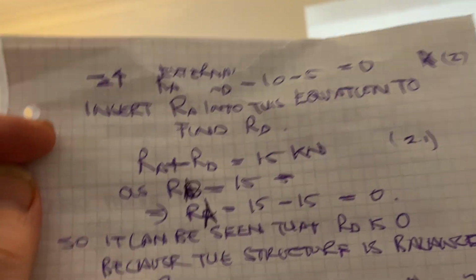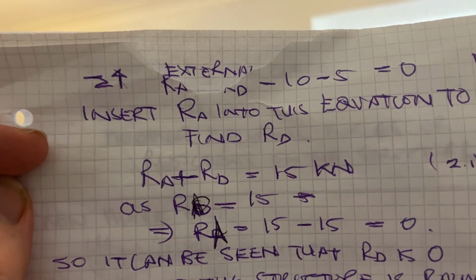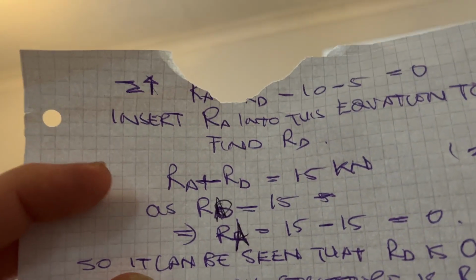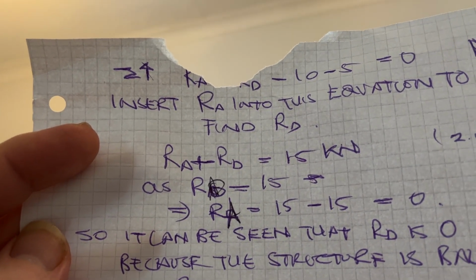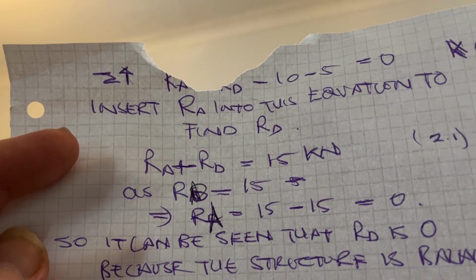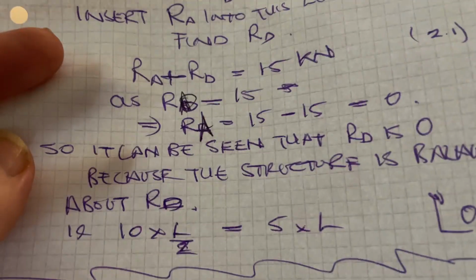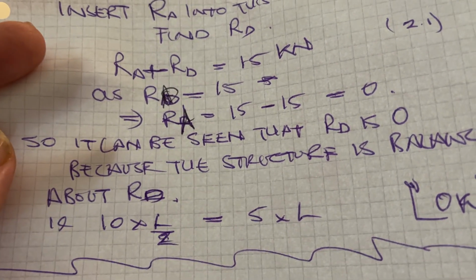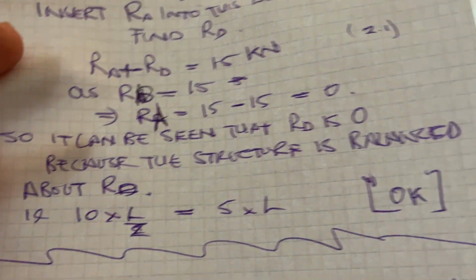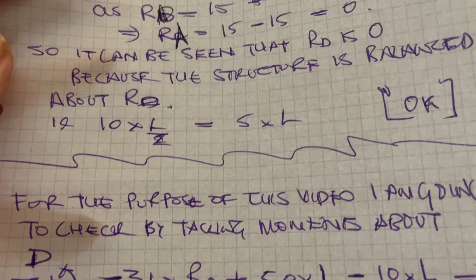Now we've got vertical equilibrium. External vertical equilibrium: RA up plus RD up minus 10 minus 5 equals 0. So RA plus RD equals 15. As RD equals 15, RA equals 15 minus 15 equals 0. So it can be seen that RA is 0 because the structure is balanced about RD.